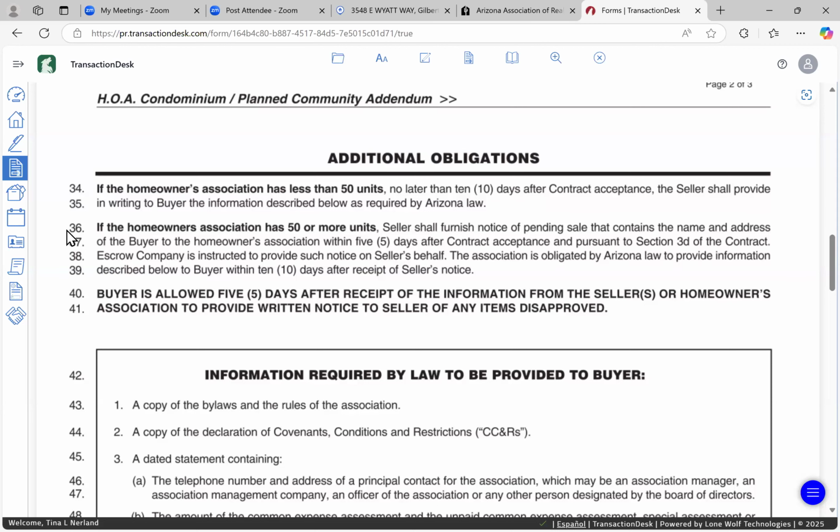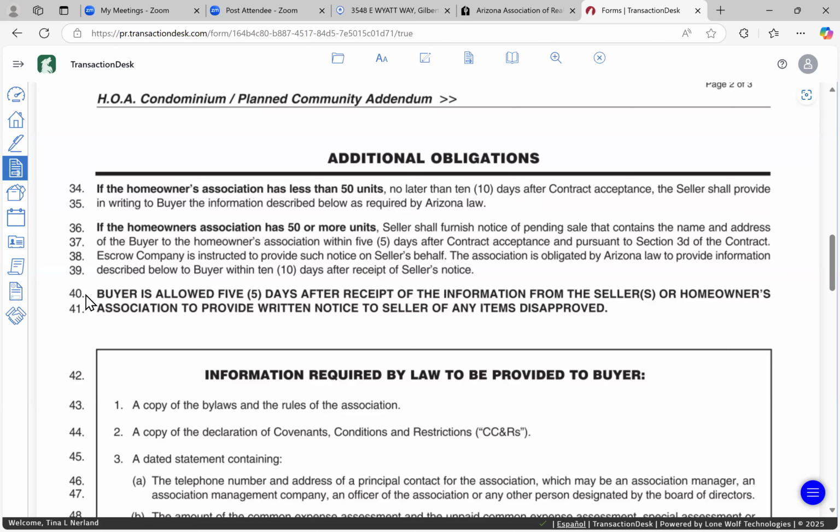Escrow company is instructed to provide such notice on seller's behalf. The association is obligated by Arizona law to provide information described below to buyer within 10 days after receipt of the seller's notice. So the buyer is allowed 5 days after receipt of the information from the seller or homeowners association to provide written notice of seller of any disapproved items.